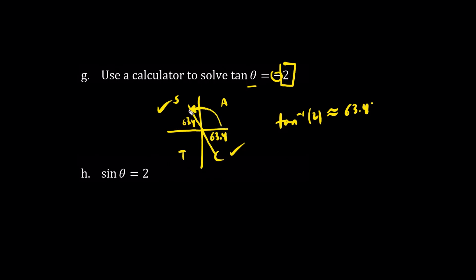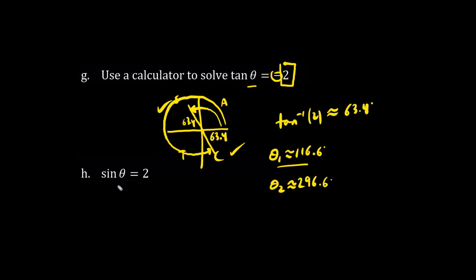This here is 180 minus 63.4, which is approximately 116.6 degrees. And then we have our second possible angle, which is 360 minus 63.4, which is approximately 296.6 degrees. I recommend that you figure out the sign first, the negative, to determine the quadrants, and then to hit tan inverse of the number part only, not including the sign.